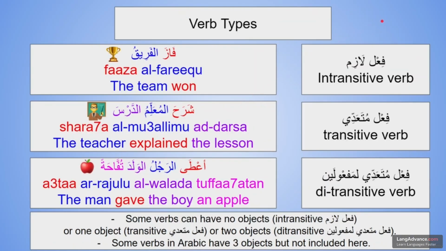And then let's discuss the verb types in Arabic. So the first type of verb is the intransitive verb, a verb with only a subject and the verb itself but no object. So in Arabic it's called فعل لازم. For example, the verb win. So when you want to say the team won, we say فاز الفريق. And we can even say الفريق, which indicates that this is a subject.